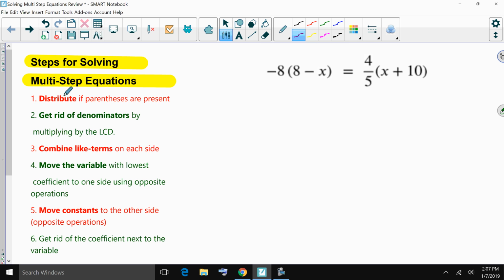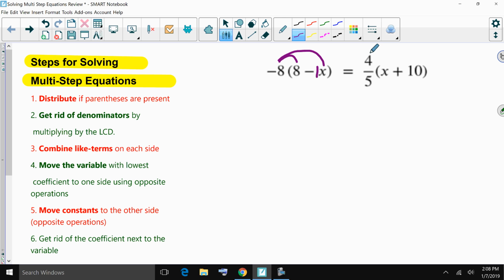We're going to distribute if parentheses are present. In this example, I have parentheses right here on the left side of the equation and also on the right side of the equation. So I'm going to start by using the distributive property to get rid of the parentheses. So I'm going to multiply the negative 8 times positive 8 and then the negative 8 times negative 1. Remember, in front of the x, there is an invisible negative 1.